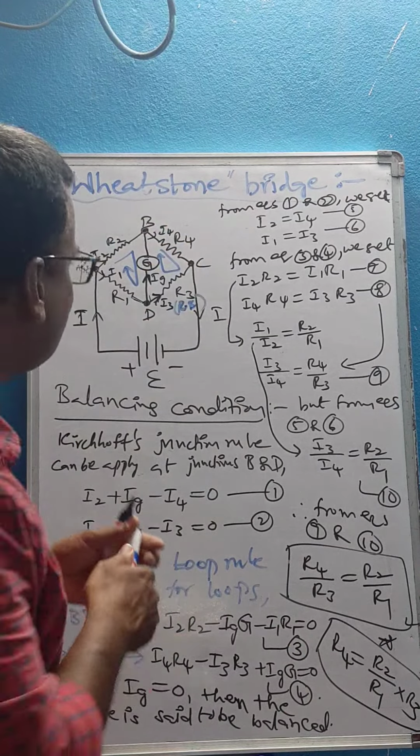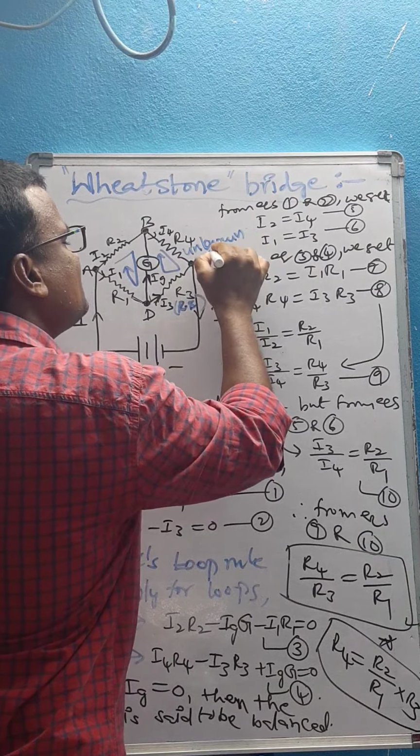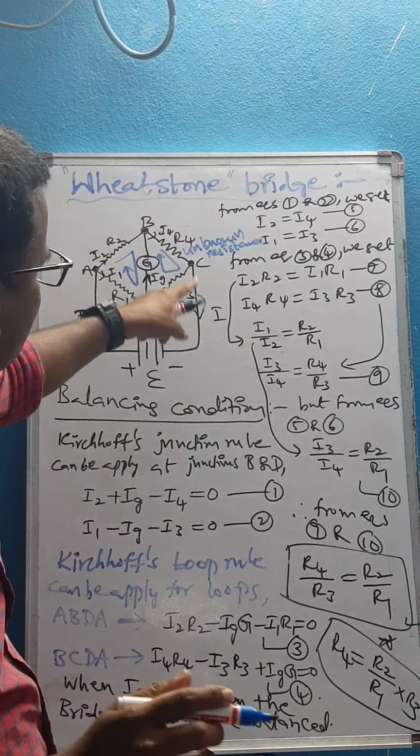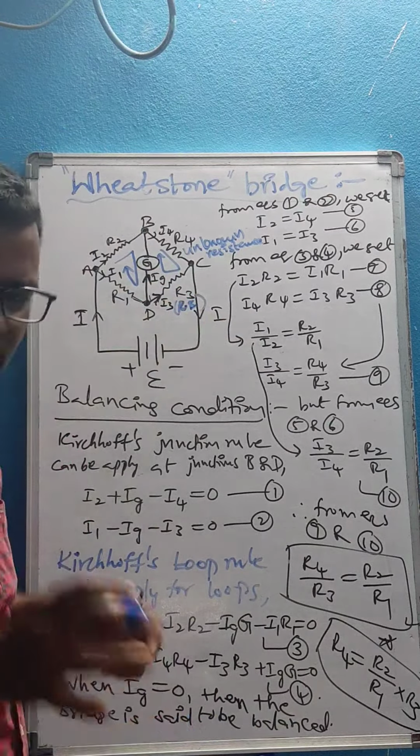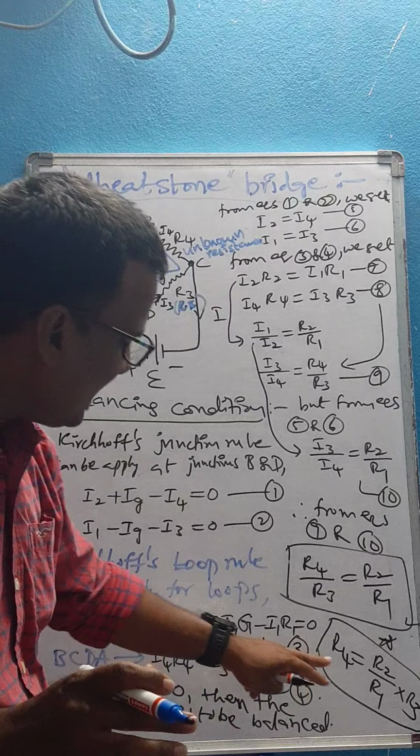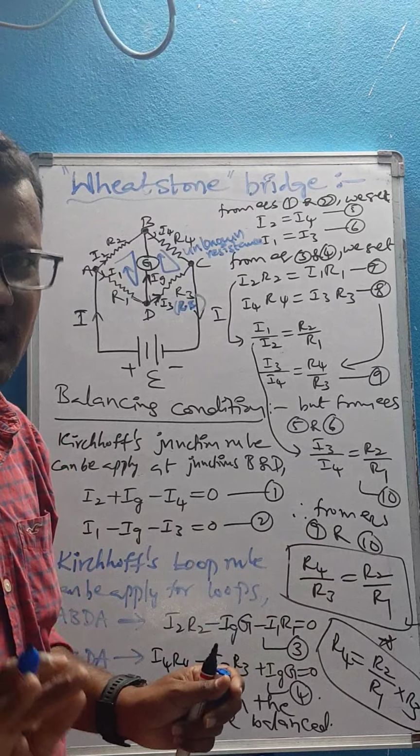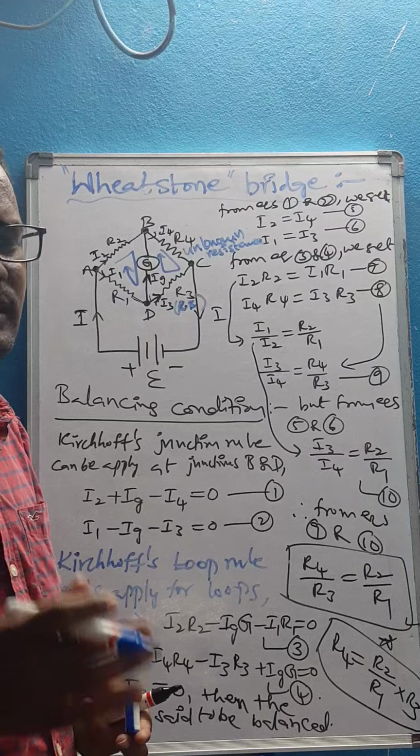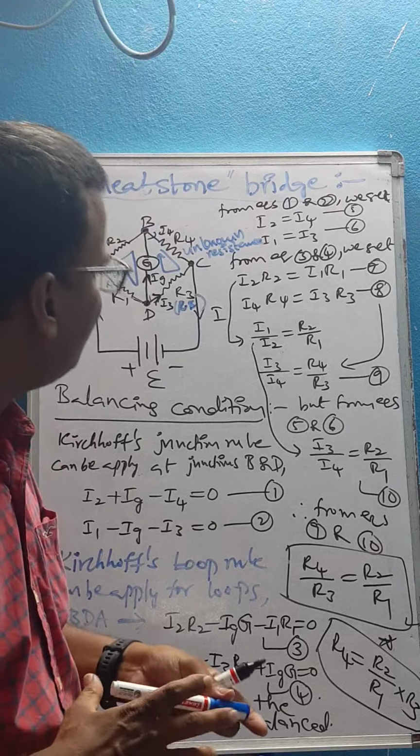So here R4 is the unknown resistance. The unknown resistance wire is connected at the place of R4, and the known resistance, that means the resistance box, is connected at R3. Using this balancing condition, we can calculate the unknown resistance of the given wire, that is R4. So this is the use of the Wheatstone bridge, to calculate the unknown resistance.